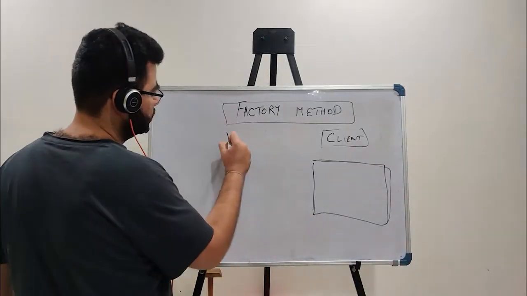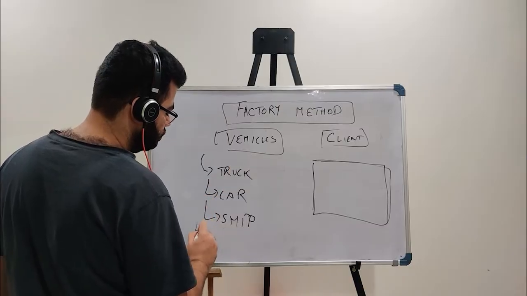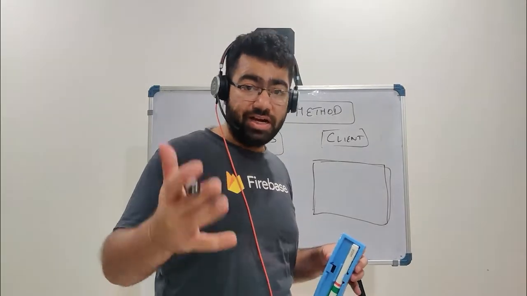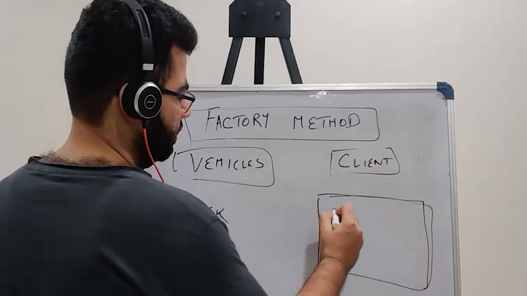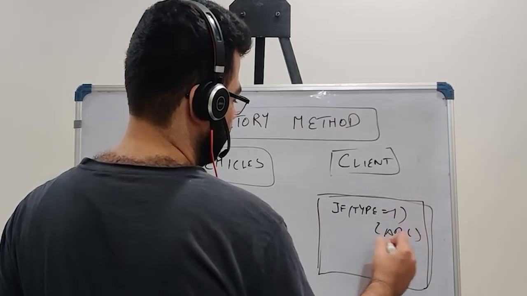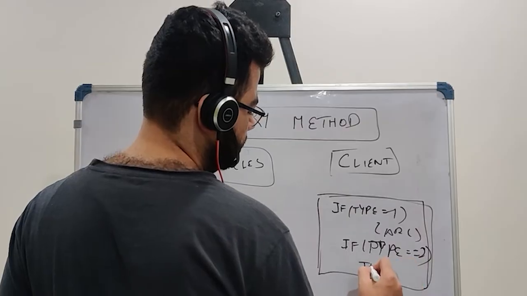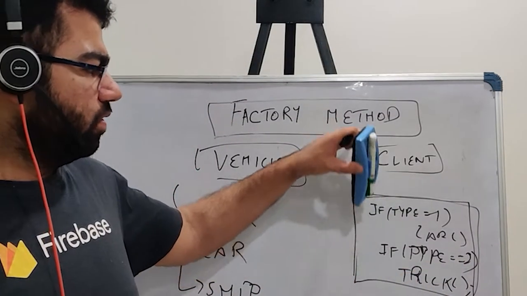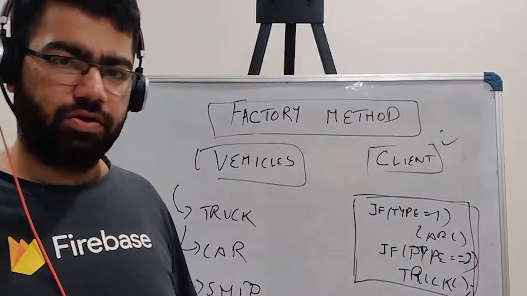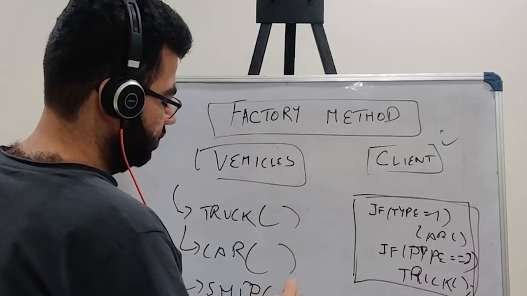And suppose there is a list of vehicles. These are truck, car, ship, boat. Now suppose in the app or the client you write the code that if type equals 1 then car, if type equals 2 then train, then truck. So you are writing a lot of if conditions in this client code. So this client or your app is deciding which kind of delivery method to create.